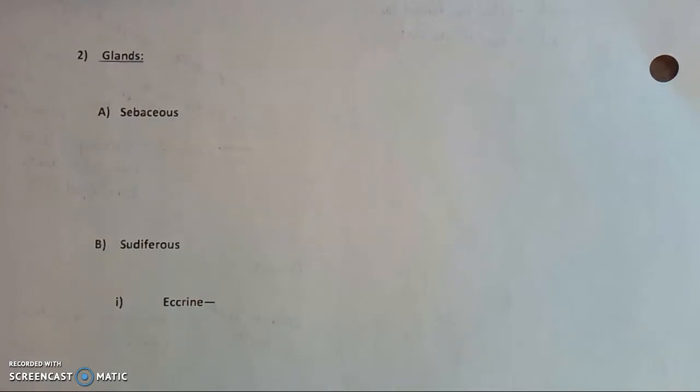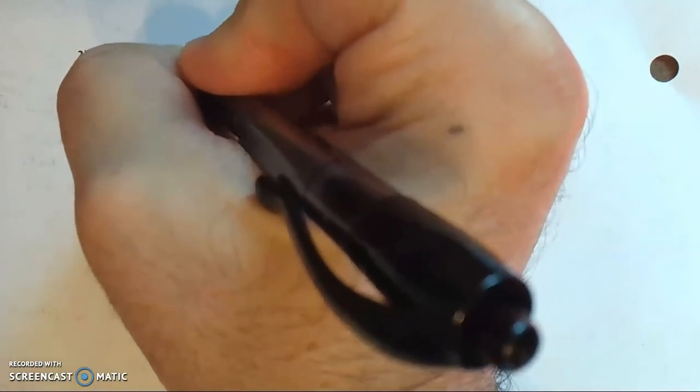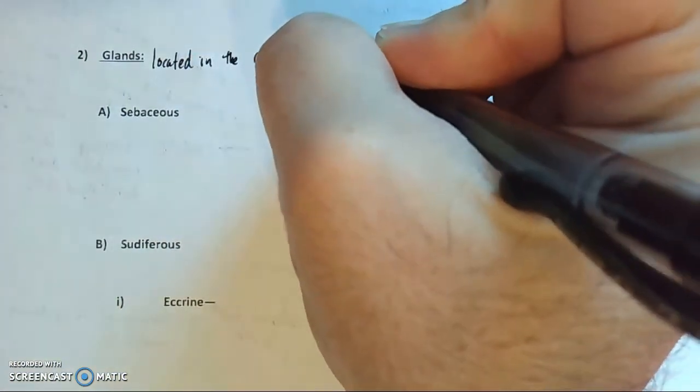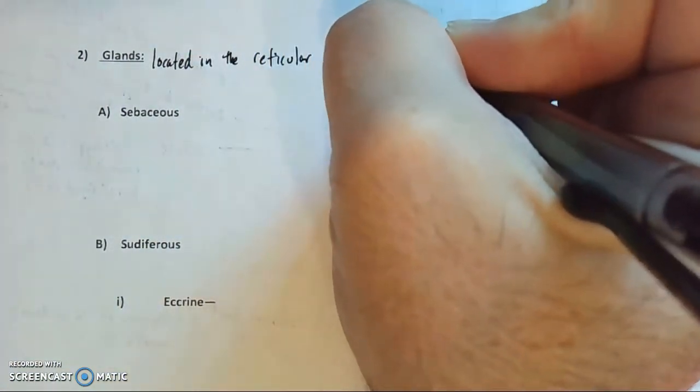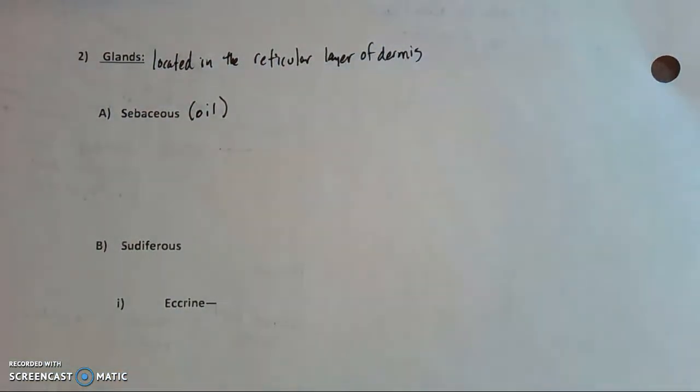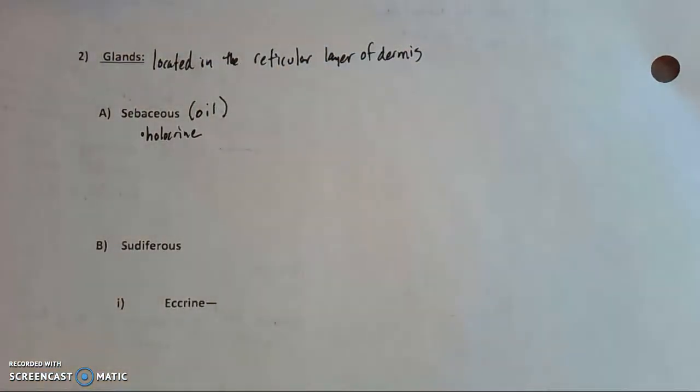So we're going to continue our lecture on accessory structures in the skin, with glands. The first type of gland, and these glands are located mainly in the reticular layer of the dermis. Just to talk about that again. The first category is called a sebaceous gland. Sometimes these are referred to as oil glands of the skin. This is a holocrine gland, going back to our terminology from chapter 4.